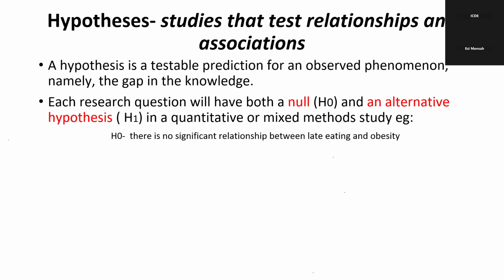H0, which is the null. You could say no or there is. So let's say in this case, we are saying there is no significant relationship between late eating and obesity. The H1, which is the alternative, must be the opposite of the H0. So you write H1, there is a significant relationship between eating late and becoming obese.